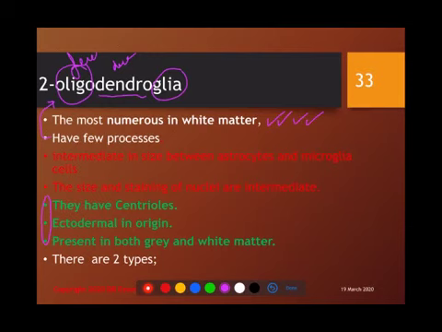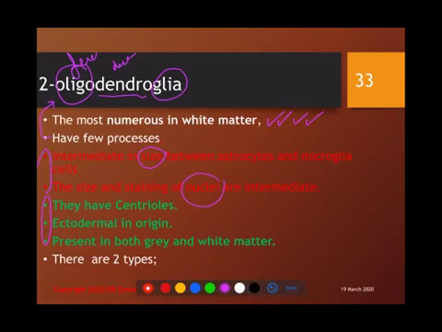Okay? After that, they are intermediate in two things. They are intermediate in size and in the staining of the nuclei, between the astrocytes and the microglia.